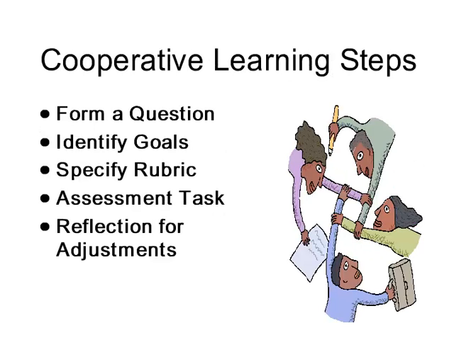Cooperative learning steps. And this is a pretty good process for any kind of inquiry learning. Begin with the forming of a question, identify goals, give them a rubric to work from, create an assessment that includes both the individual and group accountability, and then have some sort of reflection activity, not only for them, but for you to improve on whatever the experience is.